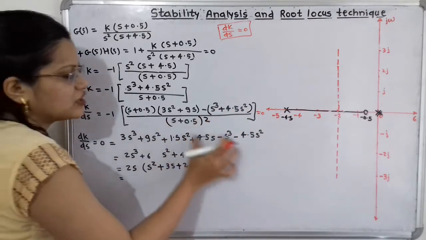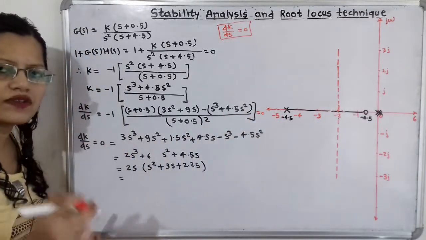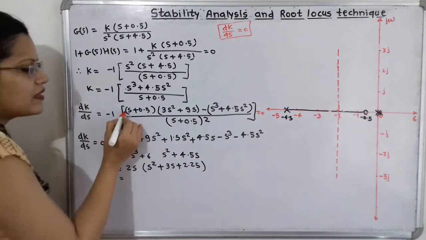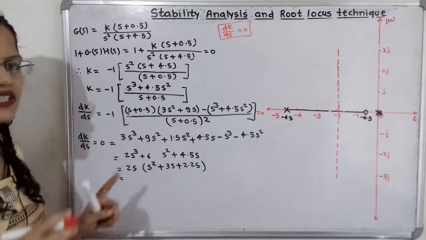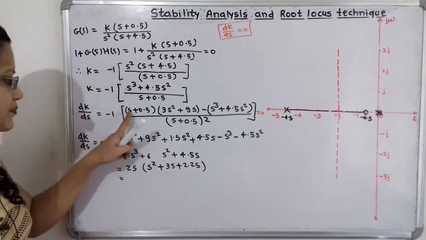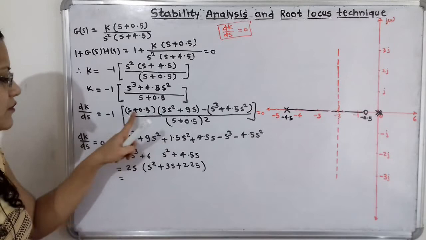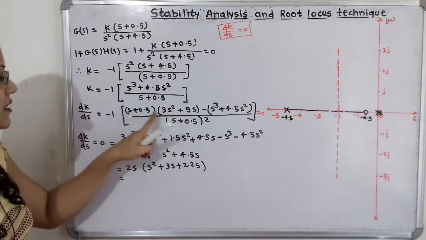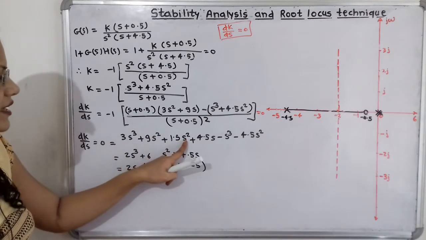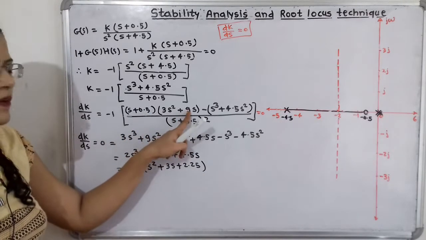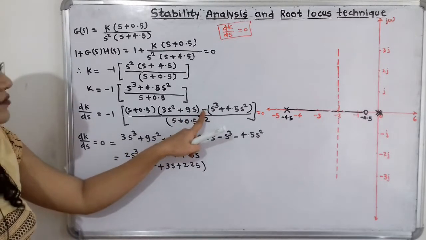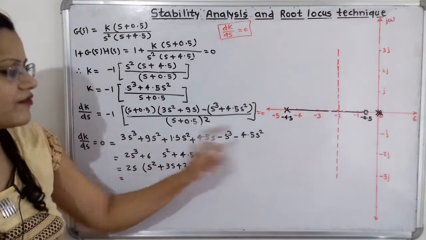I will transfer this denominator to the right hand side, then it will also become 0. So we have to simplify this numerator only. I will multiply these two brackets with each other, and I will multiply this minus sign inside the bracket. So s multiplied by 3s square, that is 3s cube, plus 9s square, plus 0.5 multiplied by 3, that is 1.5s square, plus 0.5 multiplied by 9, that is 4.5s. Now I will multiply here minus, that is minus s cube minus 4.5s square.